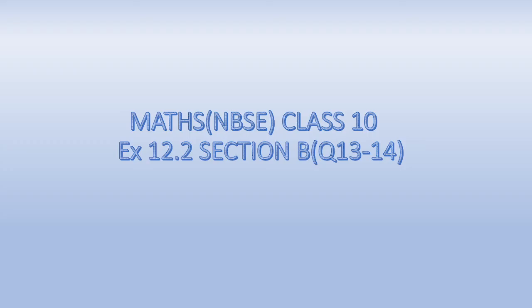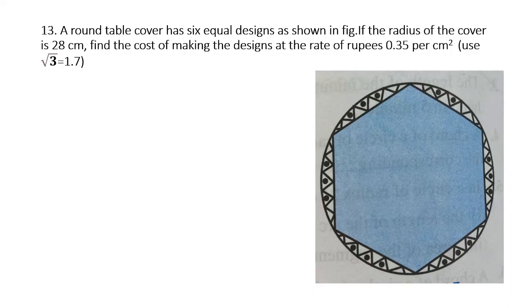So we shall complete the last two questions of exercise 12.2. So this is the question given, okay? A round table cover has 6 equal designs as shown in the figure. The radius of the cover, from the center point, is given as 28 centimeter. So you can write this as 28 centimeter. This is the radius, okay?